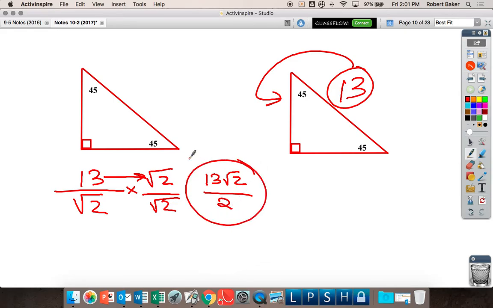And that's your answer. Look at that nasty answer: 13 square root of 2 divided by 2. I can't say it's 6.5 square root of 2, because I'm not allowed to have any decimals. So that means this side length is 13 square root of 2 over 2. That's gross. Guys, the more we learn how to do this today, the better Monday is going to be next week.